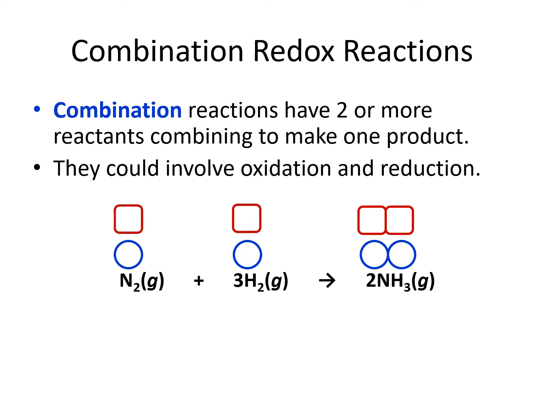Another type of reaction that could be redox is a combination reaction. Combination reactions have 2 or more things on the left side of the arrow, that is reactants, coming together to make just one single product. We can identify a combination reaction by the fact that there's only one product on the right-hand side.